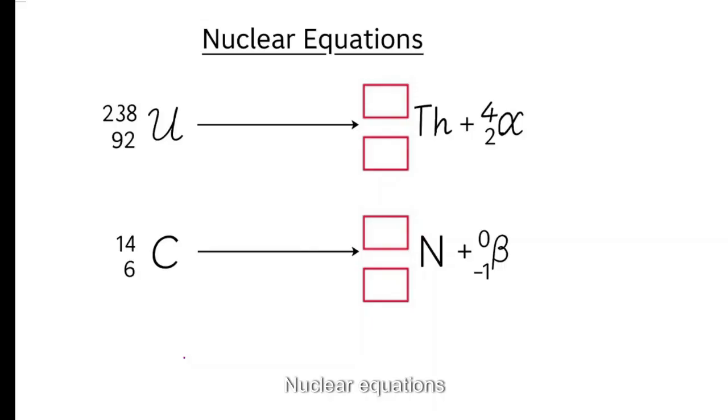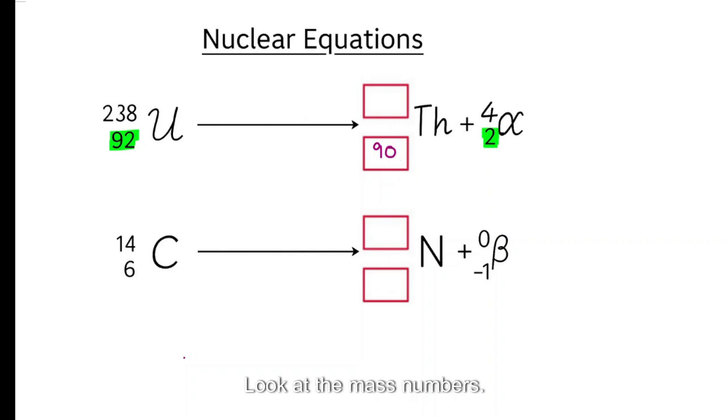Nuclear equations. Uranium 92 238 turns into thorium plus alpha 2 4. Now we already discussed why alpha is 2 4: 2 protons and 2 neutrons, so the mass number is 4. Now all we need to do is just look at the balance. You've got 92 on the left hand side. So here's 2. Obviously this must be 92 take away 2, 90.